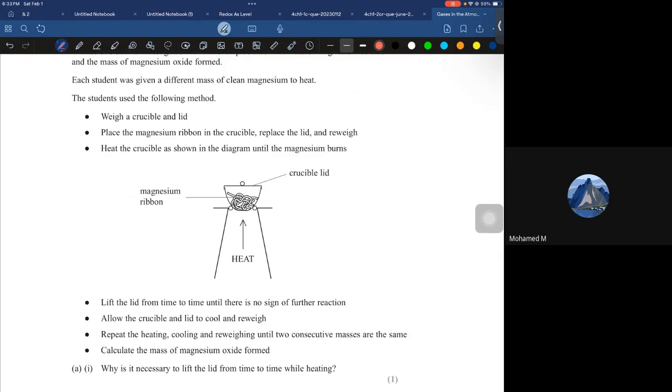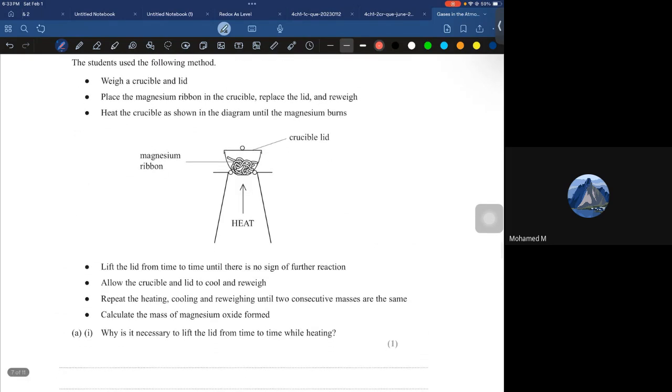And they are saying: weigh a crucible and lid, place the magnesium ribbon in the crucible, replace the lid and reweigh. Heat the crucible as shown in the diagram until the magnesium burns. Lift the lid from time to time until there is no sign of further reaction. Allow the crucible and lid to cool and reweigh. Repeat the heating, cooling, and reweighing until two consecutive masses are the same. Calculate the mass of magnesium oxide formed. But they are asking why it is necessary to lift the lid from time to time while heating. Good question. It's a good concept.